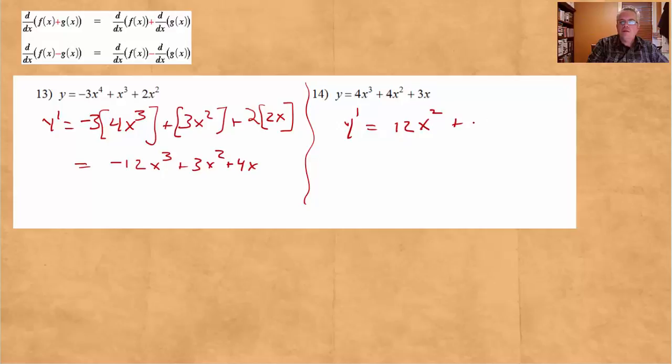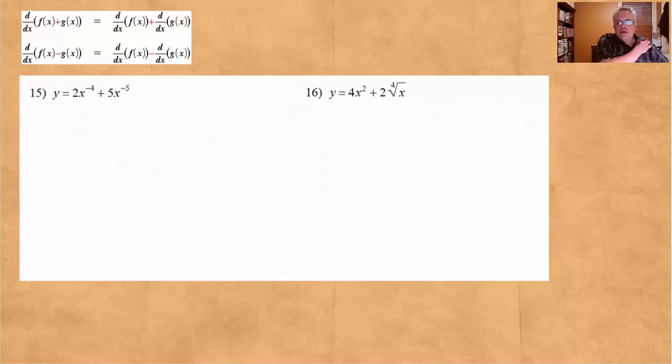Plus 2 times 4 is 8. X to the 1 less power would be x to the 1. Plus 3x. It'd be 3 times the derivative of x, which is 1, which would be plus 3. Done. Okay. Let's try these.